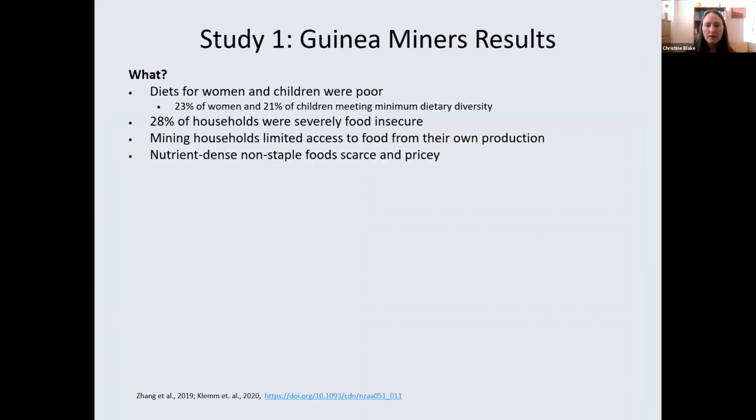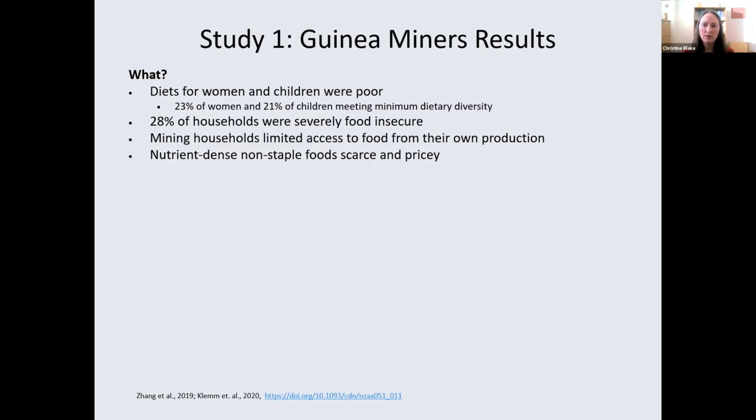And so what did they learn? They learned that diets for women and children were poor in general, and that 28% of households were severely food insecure, and that mining households had limited access to food from their own production, and nutrient-dense non-staple foods were scarce and pricey. And we could stop here and have a fairly good idea of the nutrition situation among these Guinean miner communities, and particularly the miners who care for children. But they wanted to understand what is driving food choice that contributes to this situation.